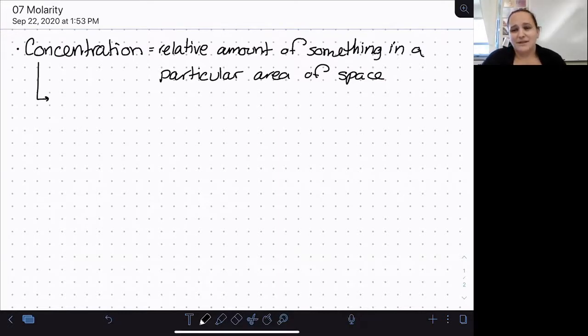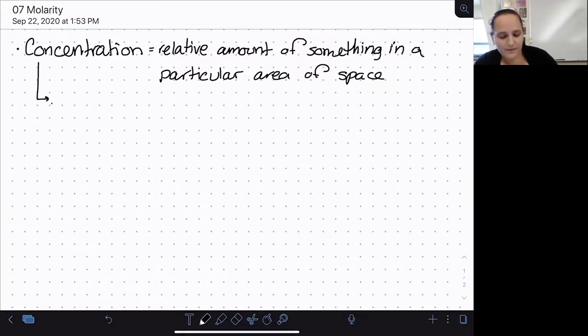Population density is a concentration. How many people per square mile? How many somethings, in this case people, in an area of space, a square mile? Pressure is essentially a concentration. Tire pressure is usually pounds per square inch. How many pounds of pressure on every square inch of space on the inside of a tire. So there are lots of different applications for the idea of concentration.